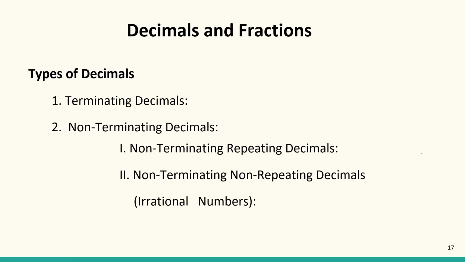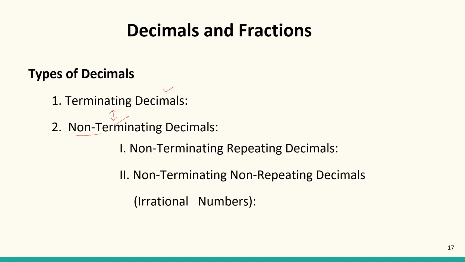Okay, so let's see what types of decimals are there. So types of decimals is actually two. The first one is called the terminating decimals, and the second one is called non-terminating decimals. We'll see what is the difference between these two. And the second type, non-terminating decimal, is further divided into two parts, that is non-terminating repeating decimals and non-terminating non-repeating decimals.